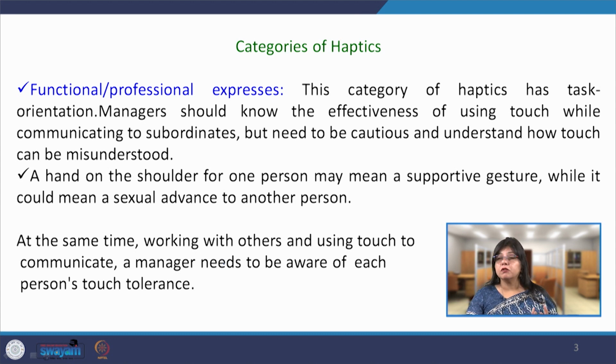Managers know the effectiveness of using touch while communicating with subordinates. For instance, a hand on the shoulder can mean a supportive or encouraging gesture, or it can be considered a sexual advance. At the same time, when working with others and using touch to communicate, a manager needs to be aware of each person's touch tolerance. Even a handshake can be very soft and welcoming, or very harsh and stiff, which can give a vibe or message of not being acceptable at a particular moment.